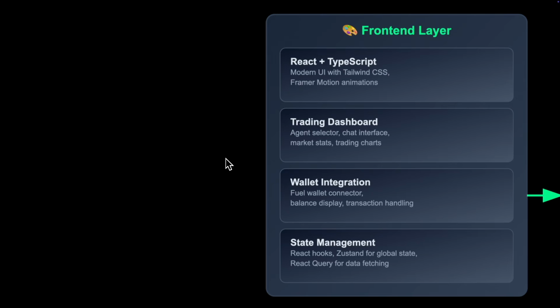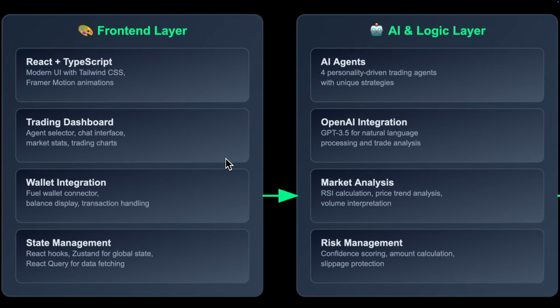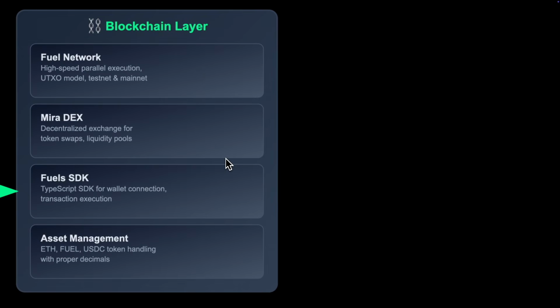Then the core of our application, the AI and logic layer, which will have those 4 AI agent personalities run by OpenAI integration. It will do market analysis, will do risk management, and everything will happen on the Fuel blockchain, where the blockchain layer comes into play. The blockchain layer will interact with the Fuel blockchain, do swaps or buy token, sell token using the Mira Dex TypeScript SDK and the Fuel SDK, and it will also do asset management. Our app right now will only support 3 tokens: ETH, Fuel, and USDC.